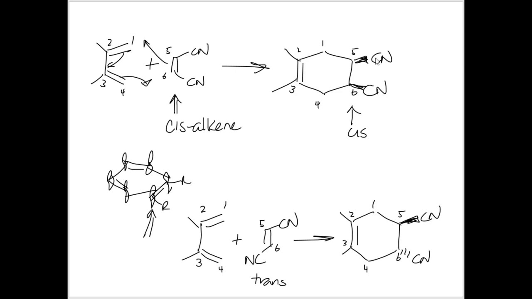And I should say it doesn't matter up here, as long as these two groups are cis. It doesn't matter whether they're both on a bold wedge or a dashed wedge. Same thing's true down here. As long as it's a bold and a dashed wedge because it came from the trans alkene, then you have the correct product.